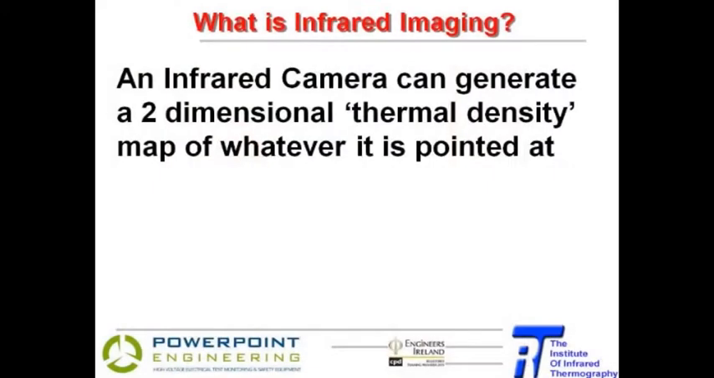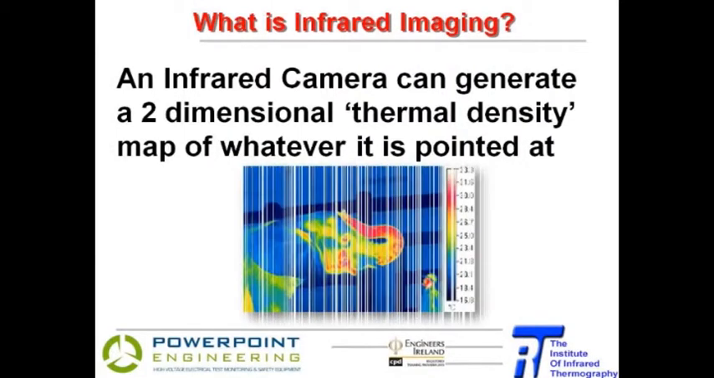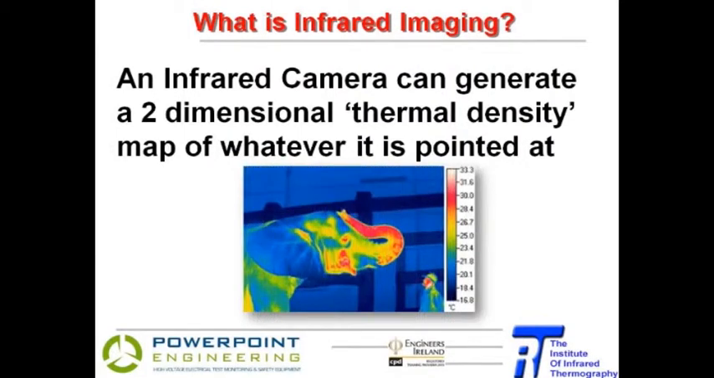What we can do with an infrared camera is generate a two-dimensional thermal density map. Whatever we point the camera at, it will give us very useful information about that object. And it could be anything. It could be a building, it could be a piece of equipment, machinery. We even have infrared cameras pointing out into space. We can create a two-dimensional infrared thermal density map of whatever we're looking at.